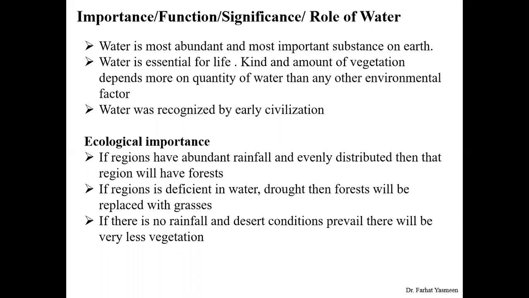The kind and amount of vegetation, whenever you see vegetation around yourself, basically indicates the amount of water present in that area, because the kind and amount of vegetation depends on the quantity of water more than any other environmental factor. Water was recognized by early civilizations as a very important part of our life, and it is also a very important component in our body.